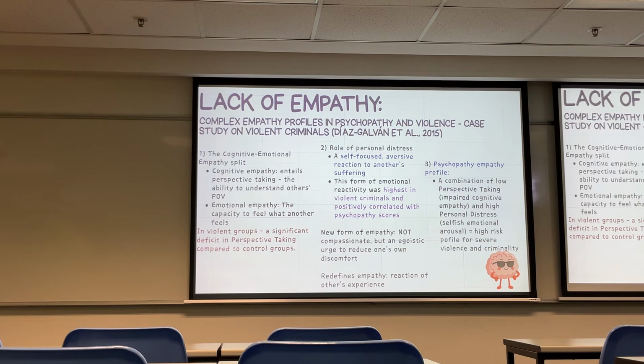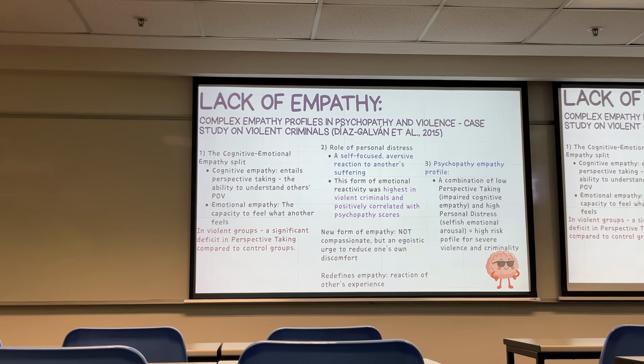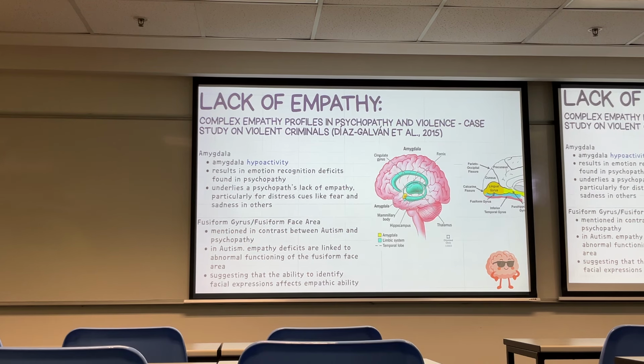The empathy profile was found to have a combination of low perspective taking, which implies impaired cognitive empathy, and high personal distress as a form of selfish emotional arousal, which leads to a high risk profile for severe violence and criminality. The regions mentioned in the study are the amygdala and fusiform gyrus. They found a hypoactivity in the amygdala, which results in emotion recognition deficits in psychopathy. This explains their lack of empathy, most particularly for recognizing distress cues of fear and sadness in others.